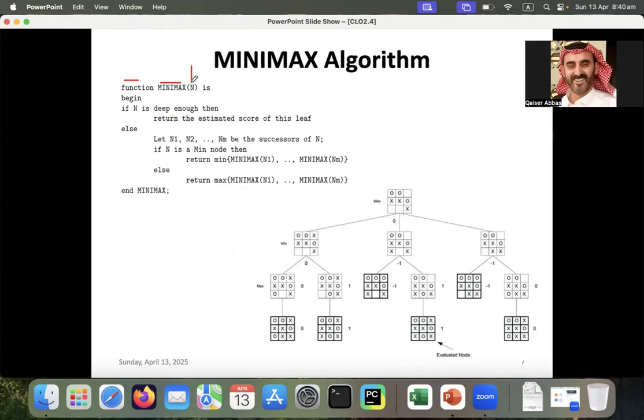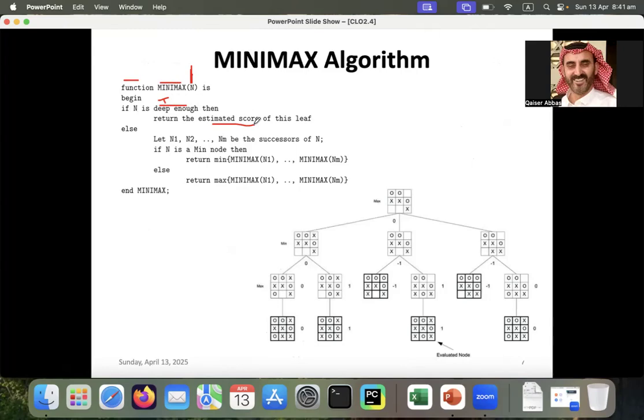So we are passing n into it, and then we are checking if n is deep enough. Here deep enough means if n is a terminal node, because this is the maximum depth. If the condition is true, if n is a terminal node, then return the estimated score of this leaf. So if it is a terminal node, then calculate the utility value of this node and return that estimated or calculated value or score.